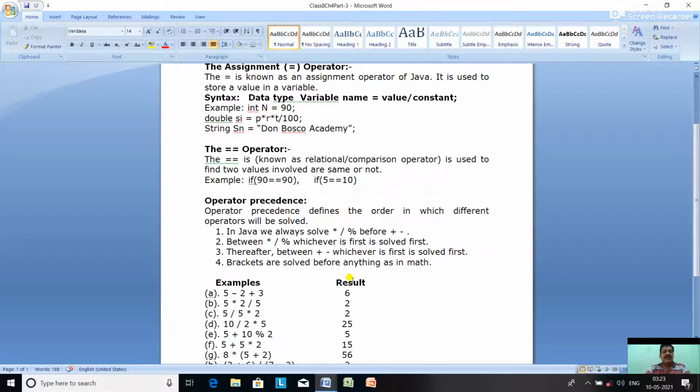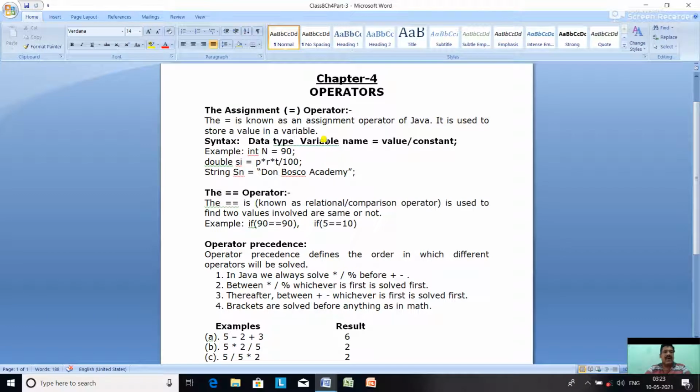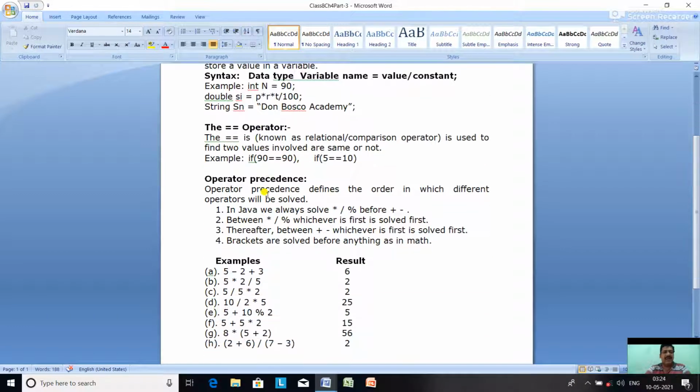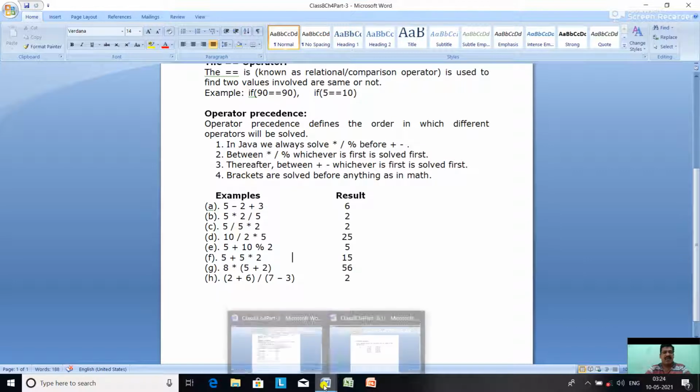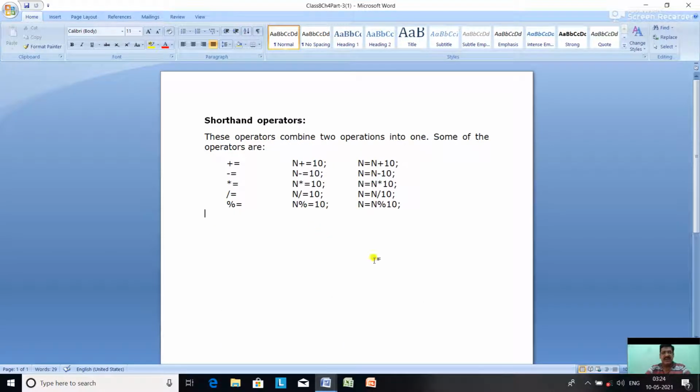Okay. So these were the assignment operator, relational operator or comparison operator, and operator precedence. Now the last topic of this chapter is shorthand operators. See, the shorthand operators combine two operations into one. It is used with the assignment operator equal to, like plus equal to. In Java, we can write n plus equal to 10 as a shortcut. So n plus equal to 10 means n equal to n plus 10.